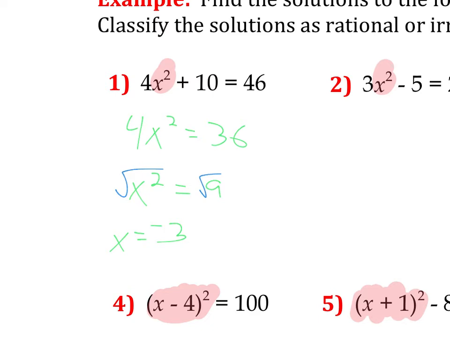So in order to show that, I need to write this as positive or -3, a little plus or minus symbol in front. General rule of thumb, if you see x squared, if you have an exponent of 2, you should expect 2 answers. So my 2 answers here are +3 and -3.